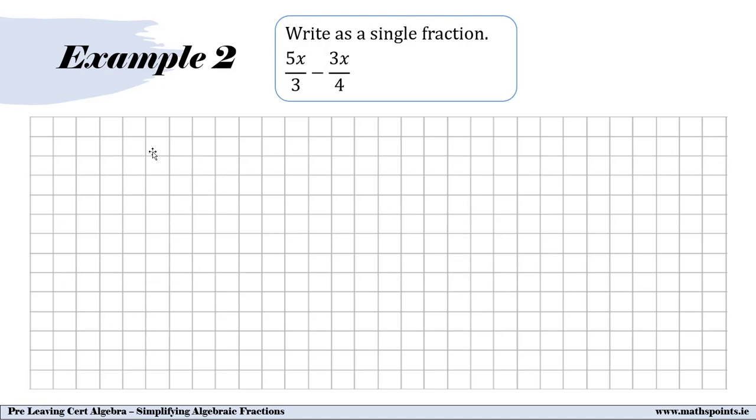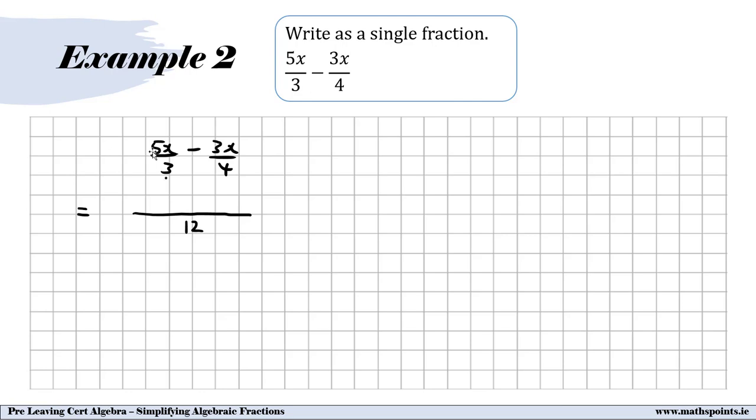In example 2, rather than adding two fractions, we're going to subtract one fraction from the other. So we have 5x over 3 minus 3x over 4. As before, we're going to draw a line across the width of the sum, and this is going to represent our new single fraction going forwards. I want to change both fractions so that they're over the same denominator, and so I decide what's the lowest number that both 3 and 4 go into, and it's 12. And so my lowest common denominator is 12, and I put that at the bottom of my new single fraction.